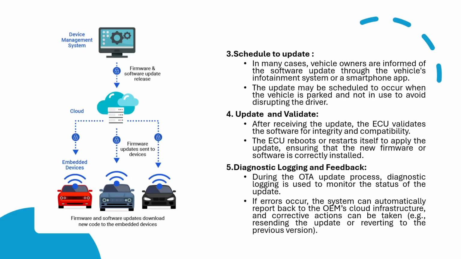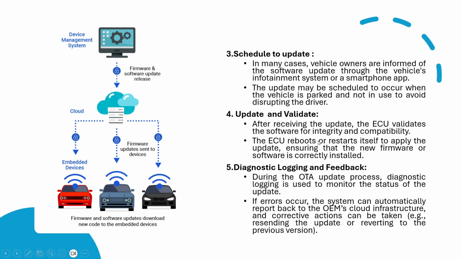Once the updates are received, the owner of the vehicle is informed about the update through the infotainment system or a smartphone alert. Then the software update is scheduled when the vehicle is parked or not in use, in order to avoid disturbance of the driving.